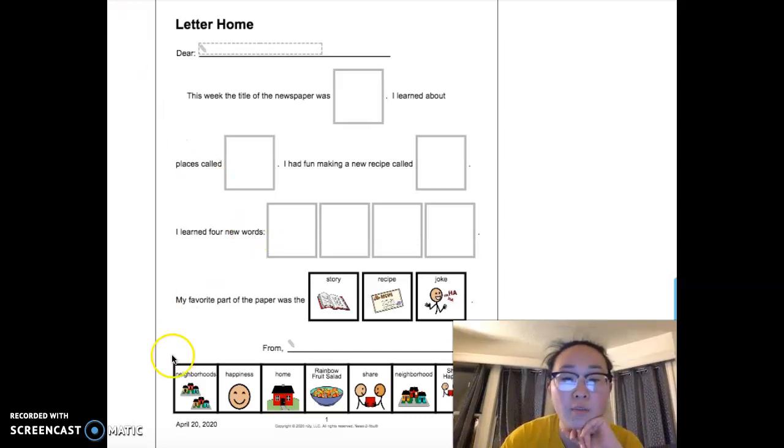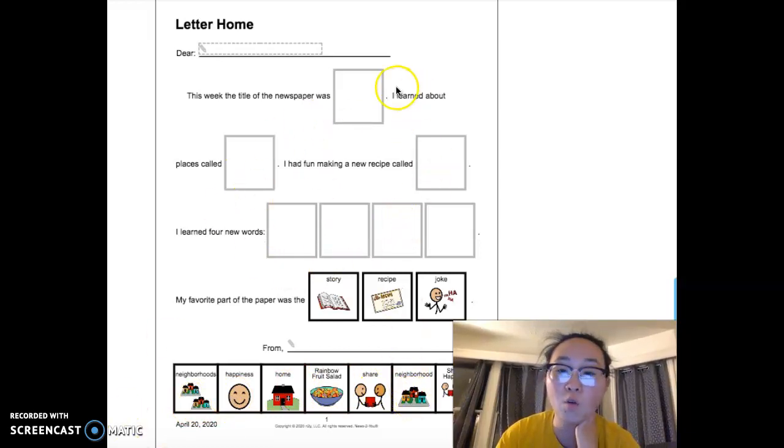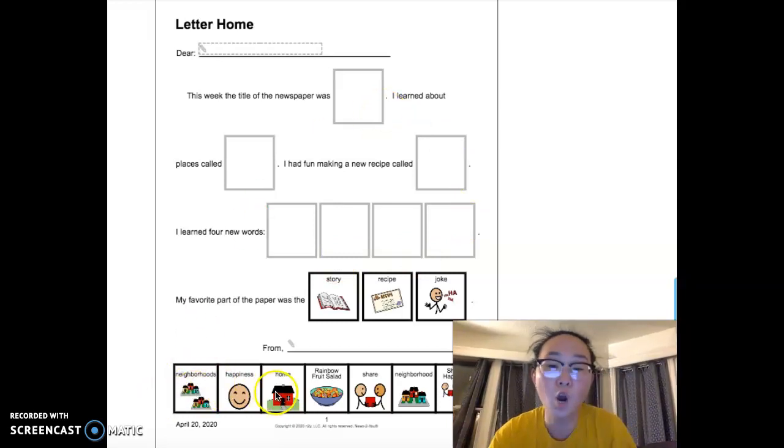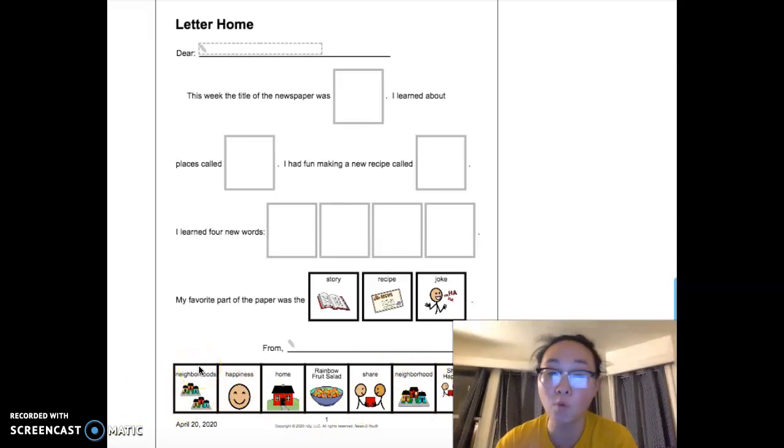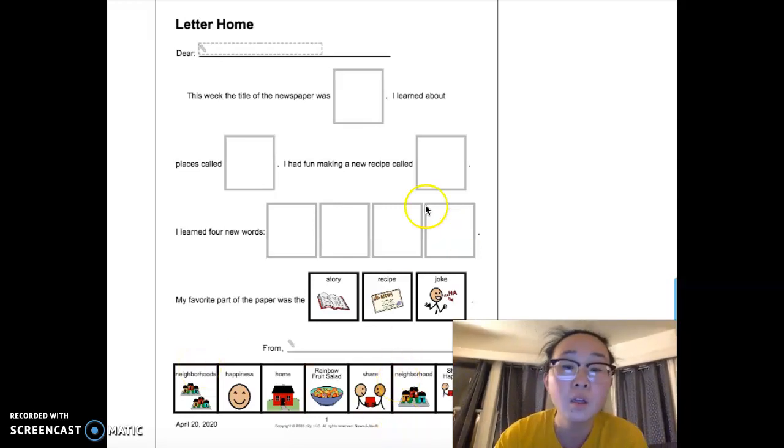So before we get started, we should first have these cut out at the bottom so that after we cut them, we can glue or tape them to your letter. The words at the bottom are neighborhoods, happiness, home, rainbow fruit salad, share, neighborhood, and sharing happiness. And so the difference between these two neighborhoods is one is neighborhoods, which means more than one neighborhood, and this one's just one neighborhood. We're going to start out with writing dear.